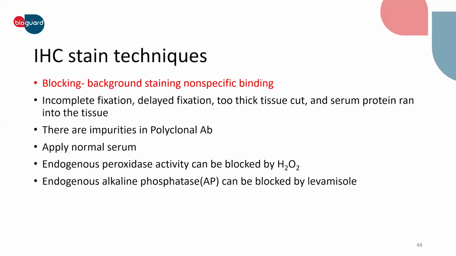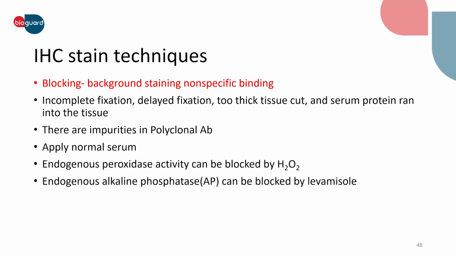To get clear and reliable IHC results, we need to make sure we control background staining, which is usually caused by things we don't want the antibody to bind to. So what causes background staining? Causes include poor or delayed fixation, the tissue being too thick, leaking of serum proteins into tissue, and use of polyclonal antibodies that may contain impurities or bind non-target proteins.